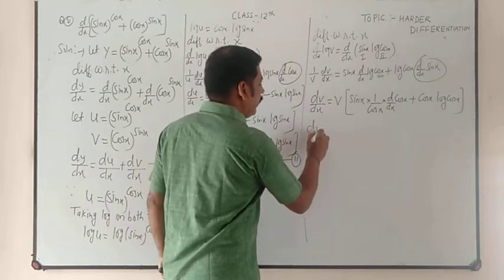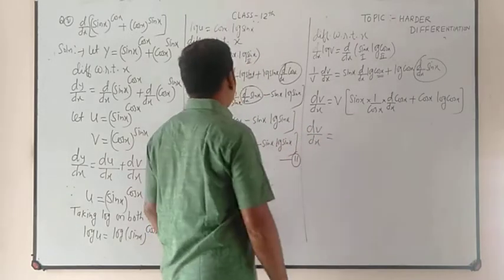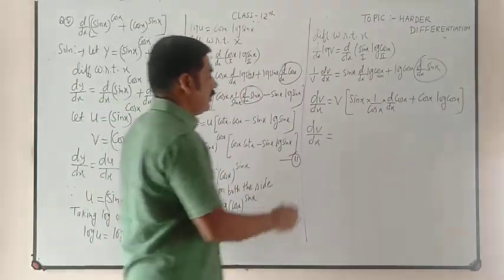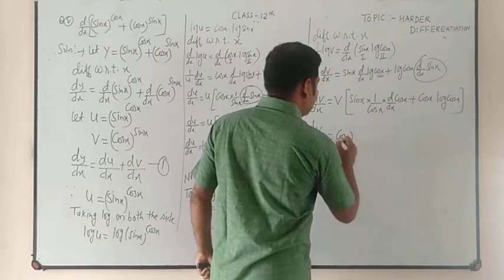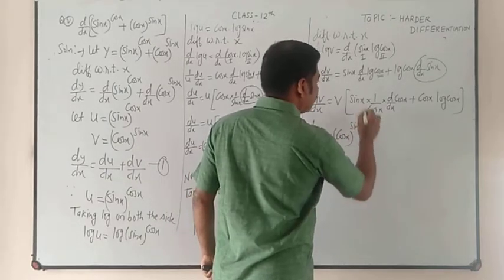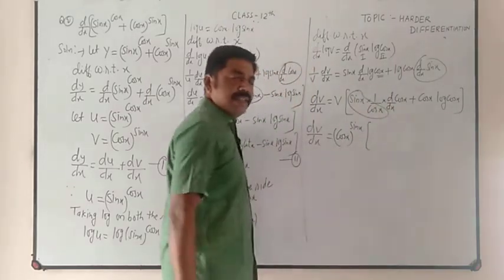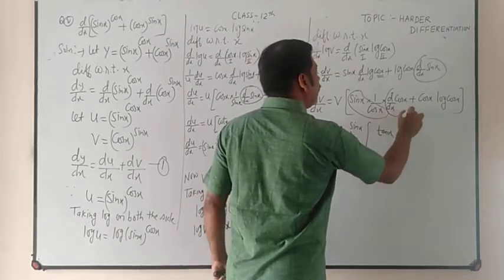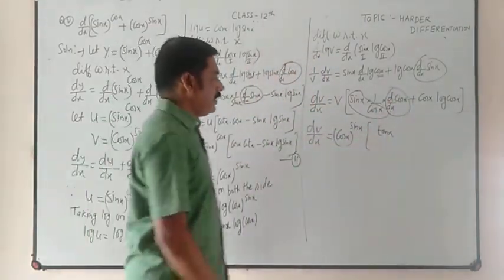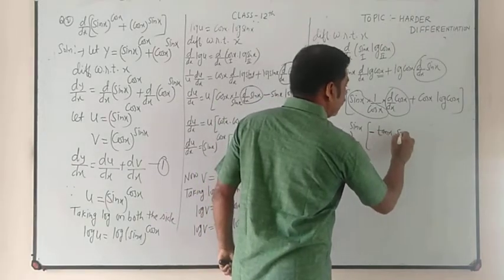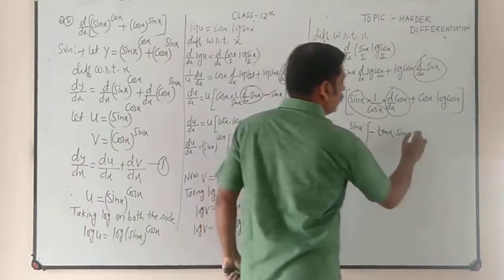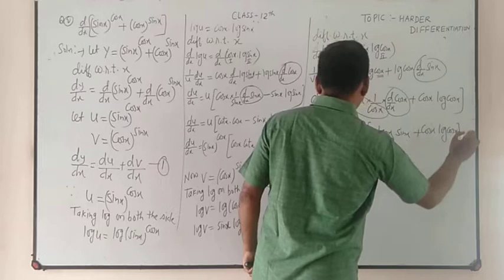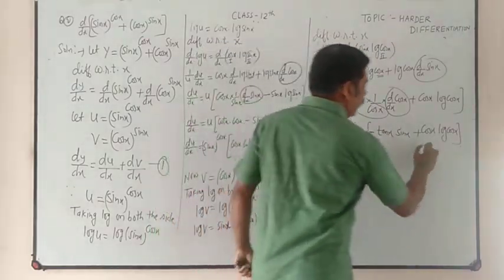Now put the value of v. The value of v is cos x raised to sin x. Sin x upon cos x is tan x. And differentiation of cos x is minus sin x. So this is minus, and write sin x, plus cos x log of cos x. So this is equation number 3.